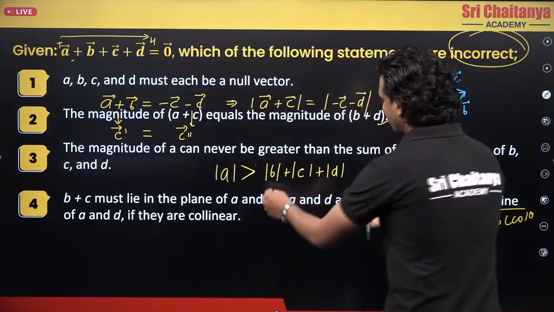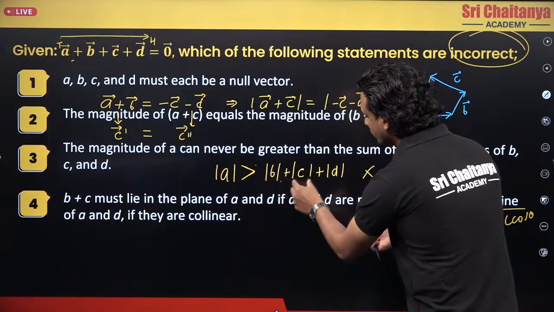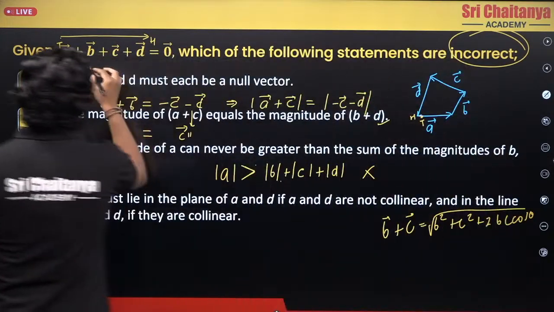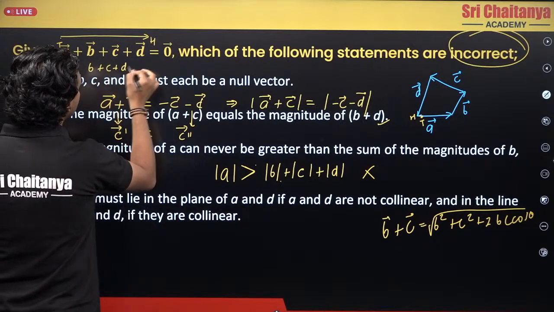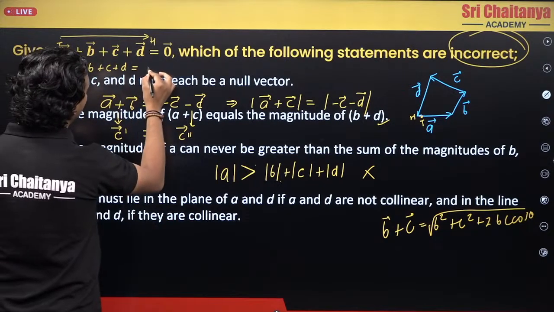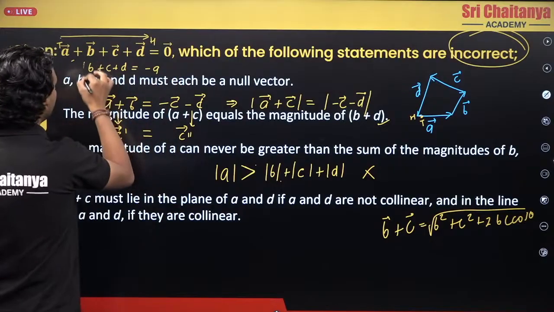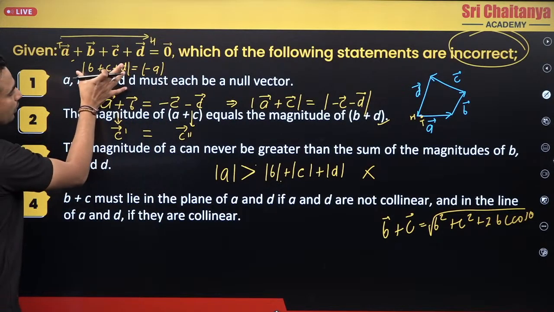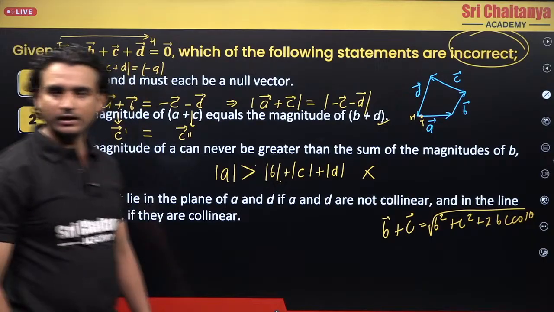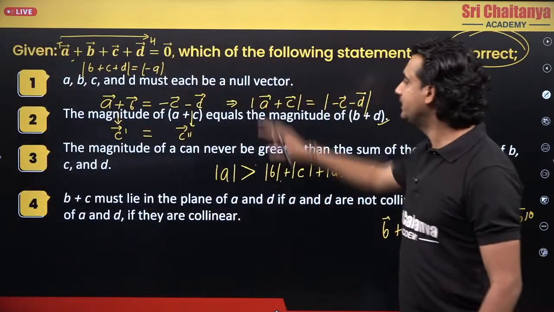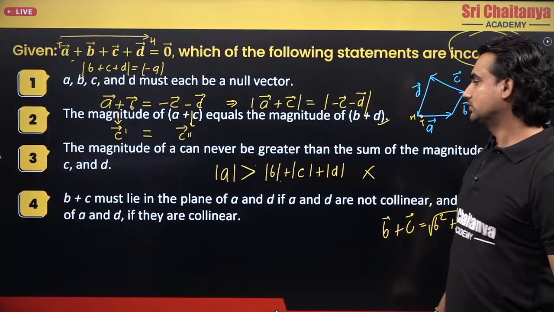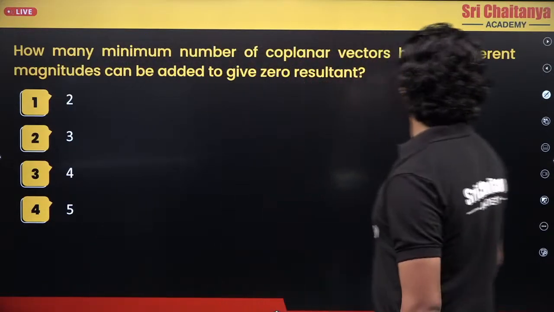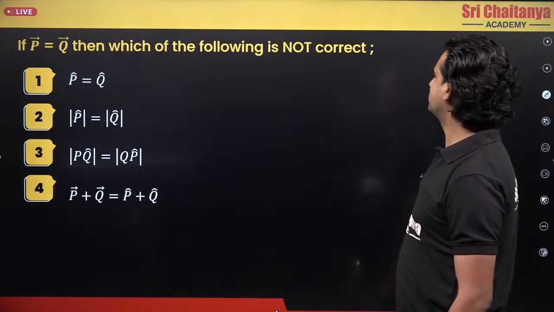Here we are taking the individual magnitudes. Suppose I write B plus C plus D, and if I take A to that side, this becomes minus A, and if I take the magnitude, this should be equal. So the magnitude of the sum of the total is equal to A, and the individual magnitudes are not equal to A, clear? So this will be the correct option. Next, there are many questions here, please try to solve them.